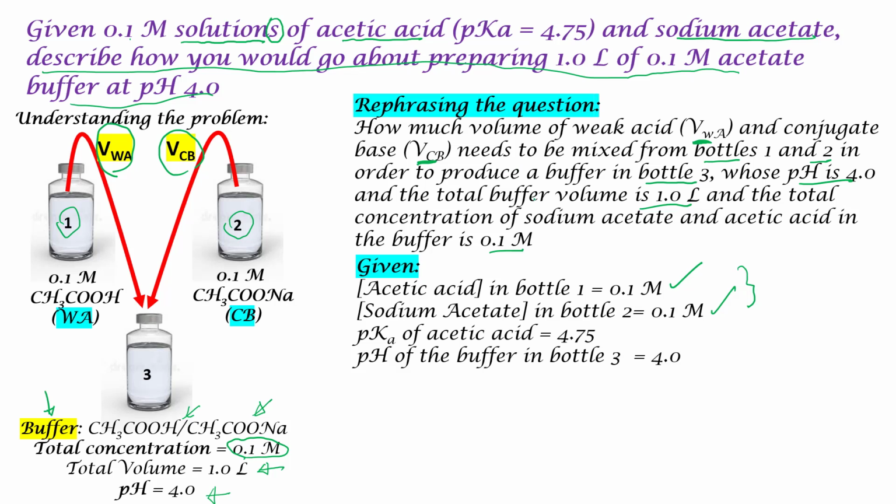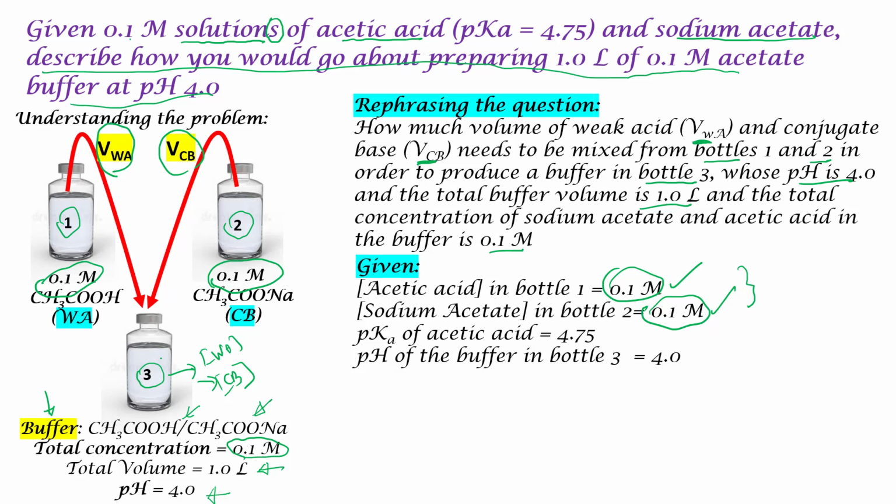But that concentration is not very useful. What we care about when you make the buffer is the concentration of your acetic acid and sodium acetate in bottle 3. The point I'm trying to make is that these acetic acid and sodium acetate concentrations are not the concentrations of weak acid and conjugate base that you will have in this buffer. They will be different. We don't know what those are, but we will eventually figure it out. So I don't want you to confuse these two 0.1 molar concentrations.